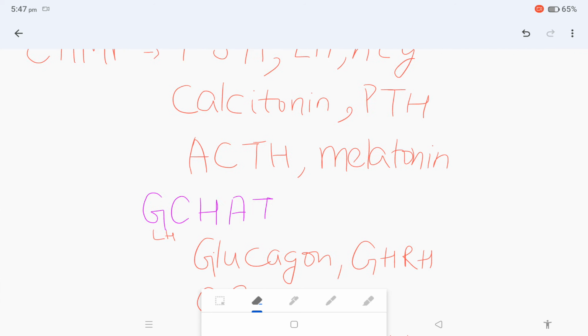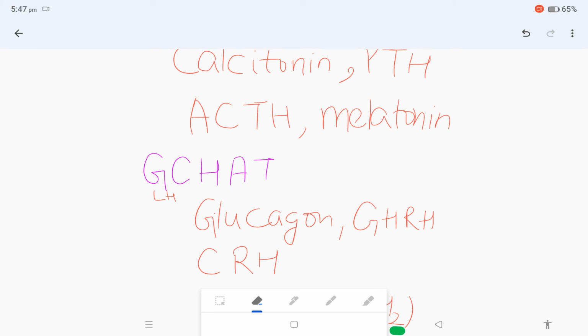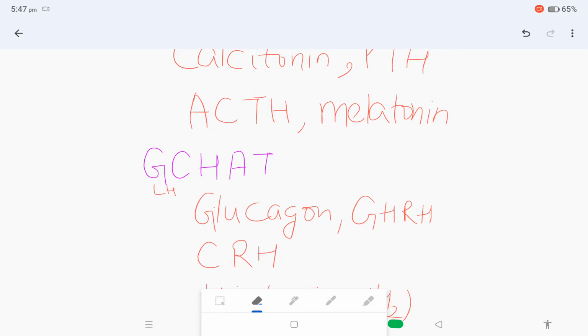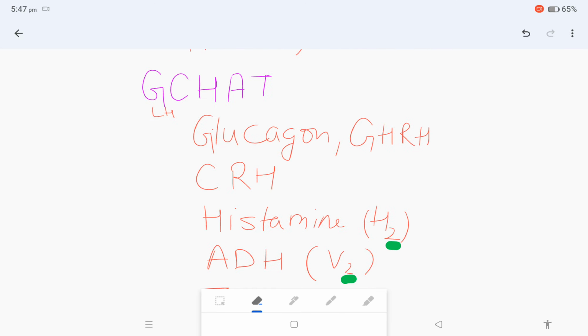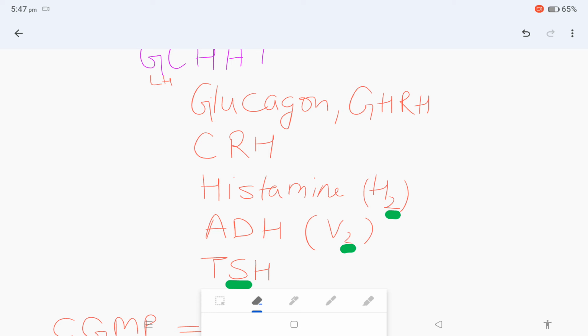And then the remaining hormones are by the mnemonic GC hat. From G we have glucagon, and then from G another we have the growth hormone releasing hormone. Glucagon and growth hormone releasing hormone. From C we have CRH, that is corticotrophin releasing hormone, and from HAT we have histamine, ADH and TSH.